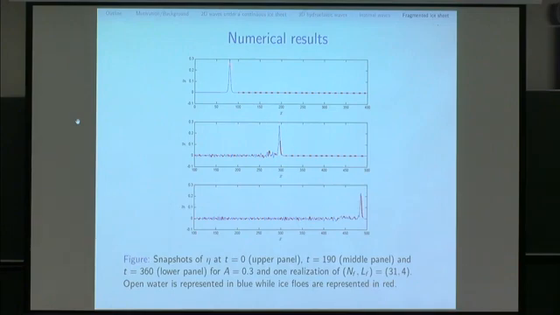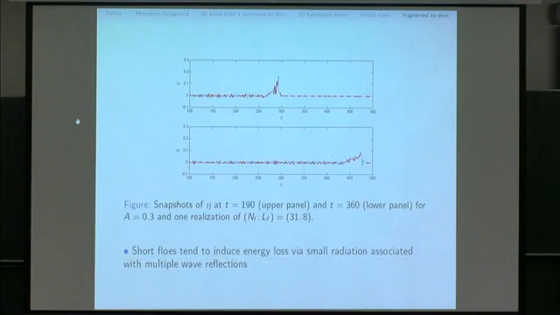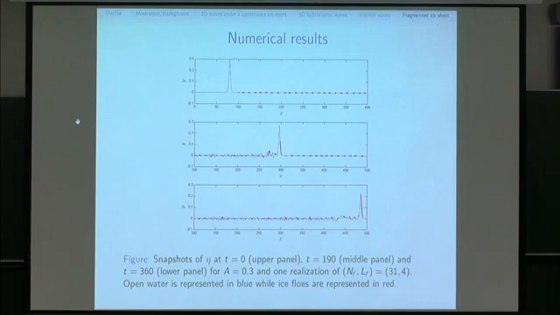But you can follow the solitary wave. The solitary wave is decaying because of all this interaction between ice floes and the wave. And so the pulse, there is some energy loss of the pulse due to this radiation, due to the multiple reflections. So again, in this case, we had, let's say, 31 ice floes of length 4. So it's quite a lot of open water.